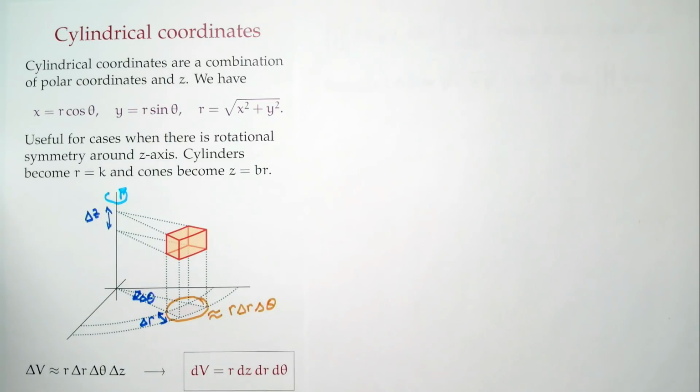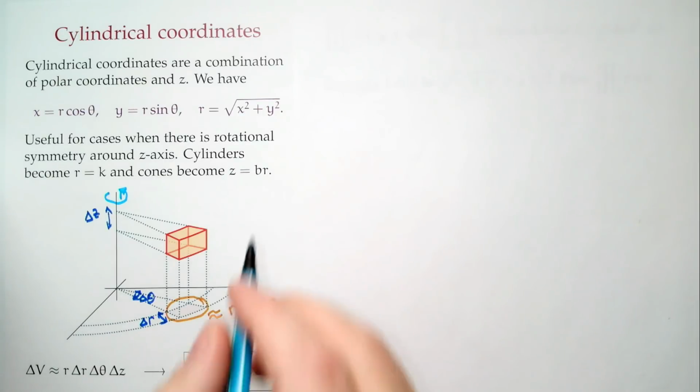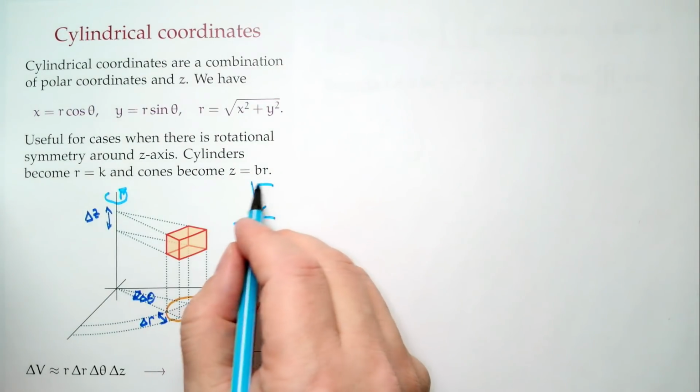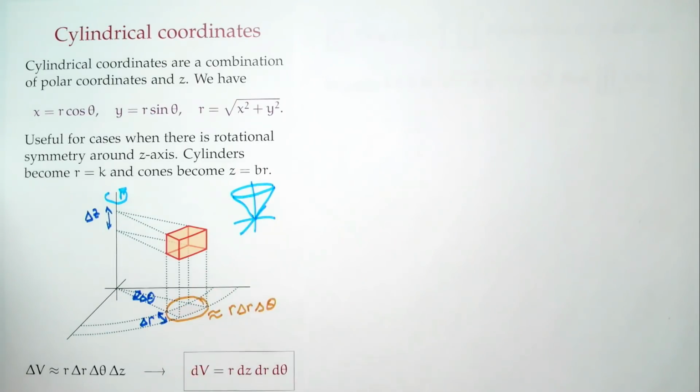Certain objects translate very nicely. Things like cylinders are very nice in cylindrical coordinates. I mean, there's a reason we call it cylindrical coordinates. Also, cones are pretty good. So if you remember, what is a cone? A cone has this shape. And so what does a cone translate into? Well, it translates into z equals some multiple of r. So that's our basic setup. Once you remember that cylindrical coordinates are polar plus z, then it's easy to remember that for our dV, you get r dz dr d theta.